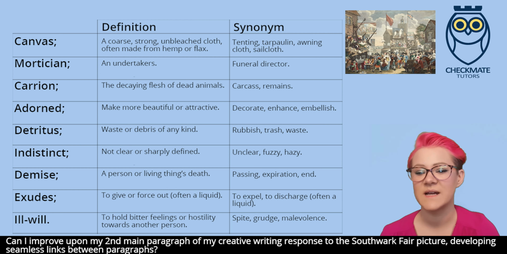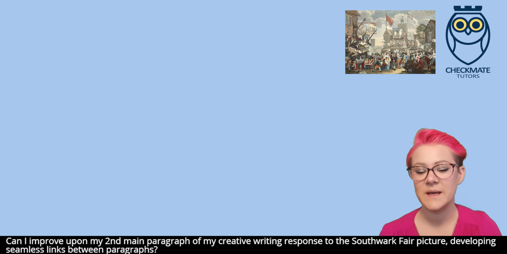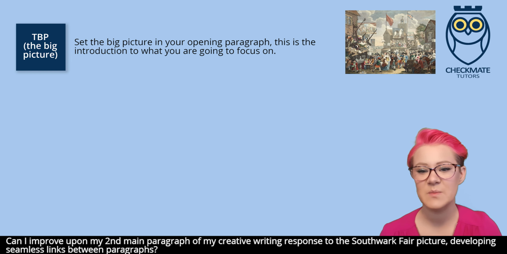Remember that in order to create a decent piece of creative writing, two good methods and techniques you could use include the CCTV and PAR methods. The CCTV method is broken down like this. TBP, the big picture. Set the big picture in your opening paragraph. This is the introduction to what you are going to focus on.